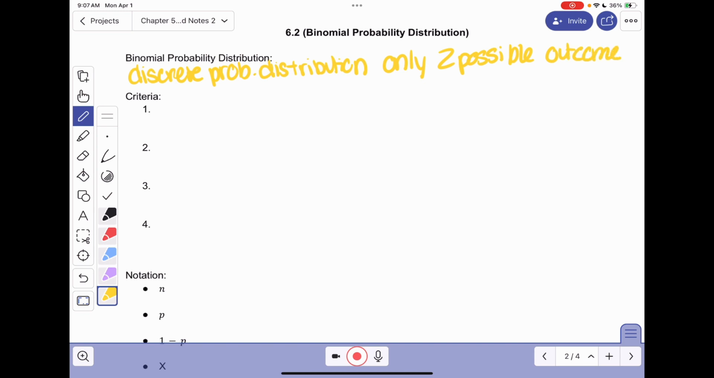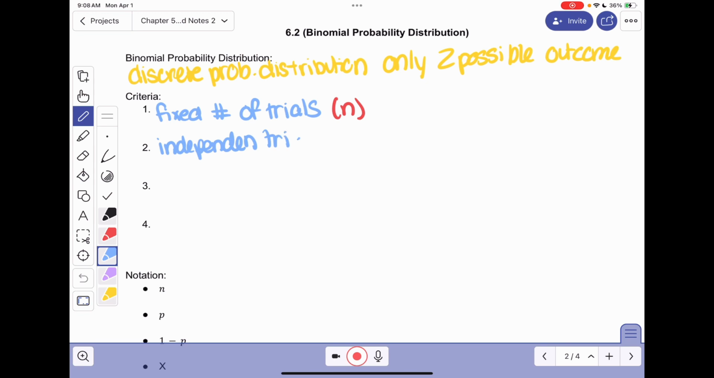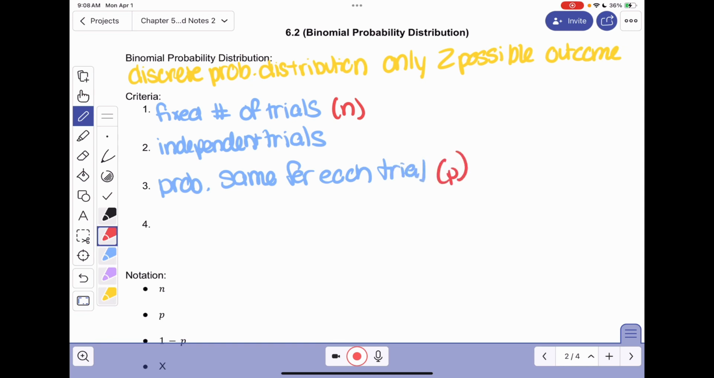So the criteria for a binomial experiment is you have a fixed number of trials. How many times am I going to flip the coin? How many times am I going to do this? Each trial is independent, meaning that the probability is the same for each trial. And then finally, what makes it binomial is that there's only two outcomes possible.